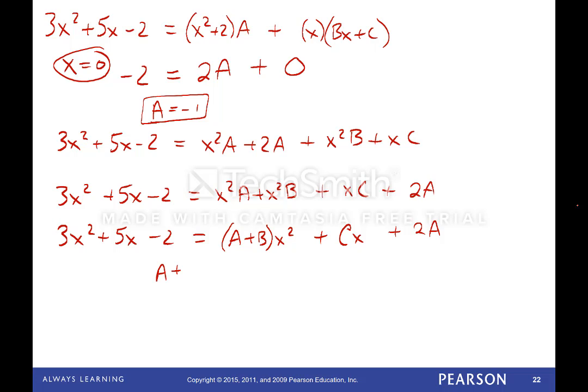values here. So a plus b is equal to 3. C is equal to 5. Ooh, that helps out a lot. And 2a is equal to -2. We already know what a is. A is -1.